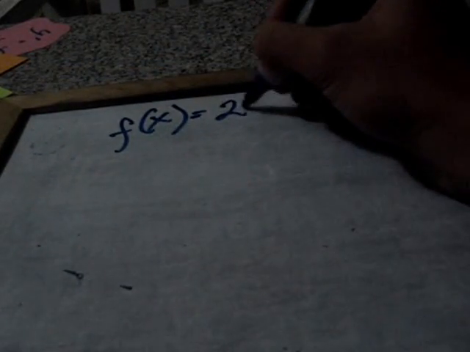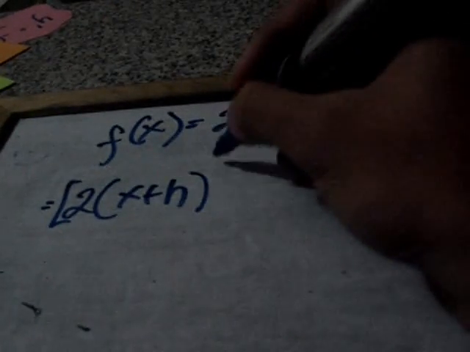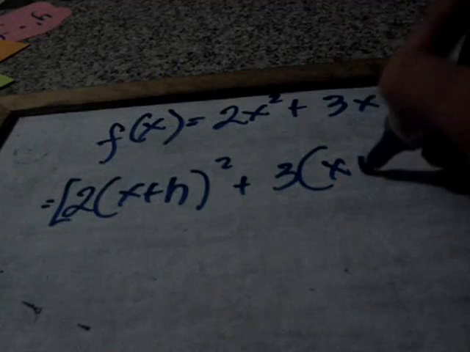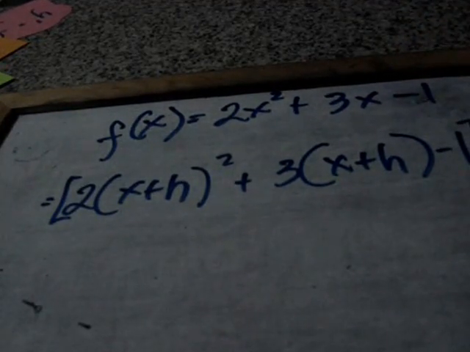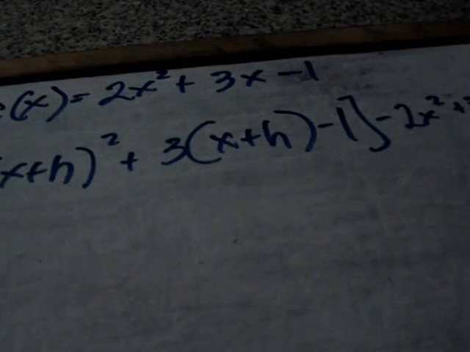As shown in the formula, for f of x plus h, we're going to substitute x plus h to all x in the function. For example, f of x is equal to 2x squared plus 3x minus 1. That is our given. So it will be 2 times quantity x plus h squared plus 3 times quantity x plus h minus 1, and minus f of x, which is the given function, 2x squared plus 3x minus 1, over h.